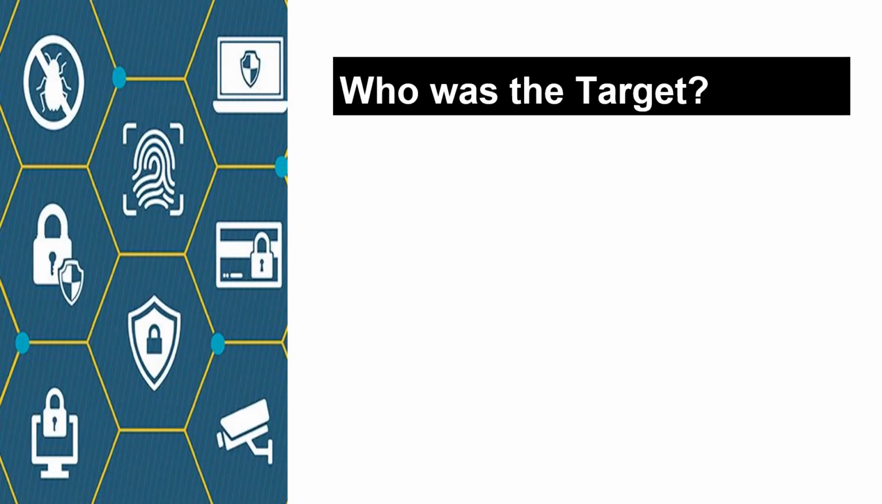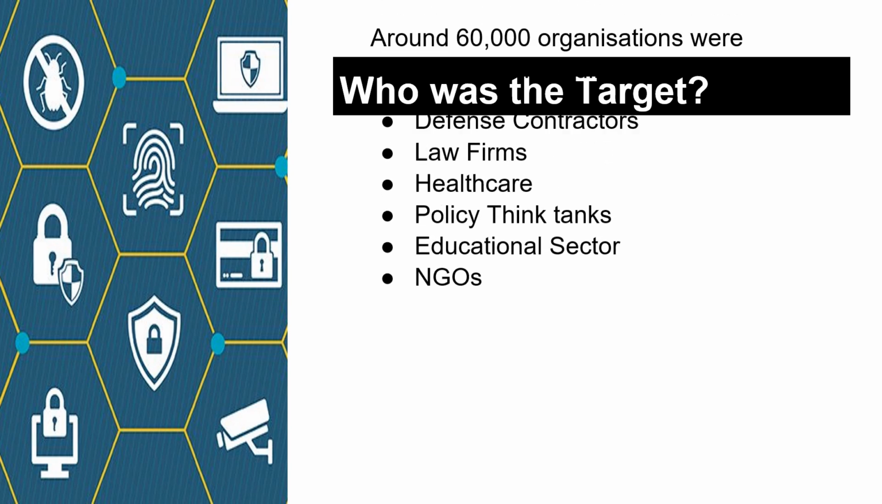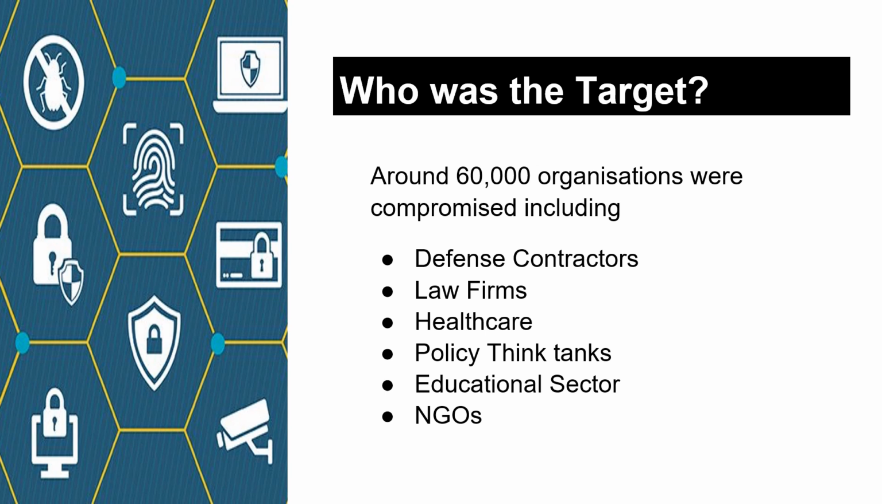The UK, US, and European Union accused the Chinese-based Hafnium Group for the cyber attacks. The primary targets of the hackers were defense contractors, law firms, healthcare sector, policy think tanks, educational sector, and NGOs.